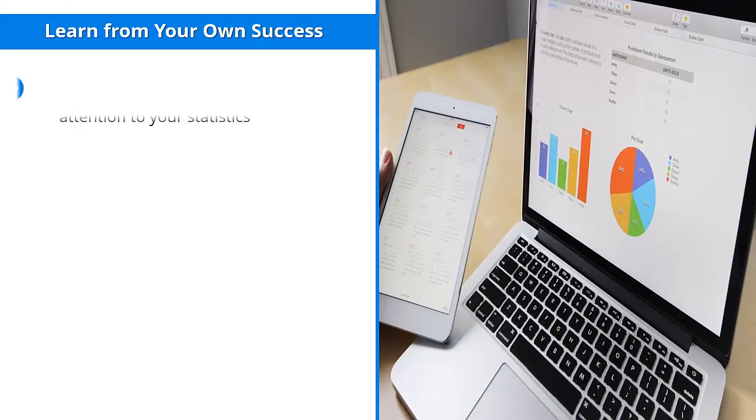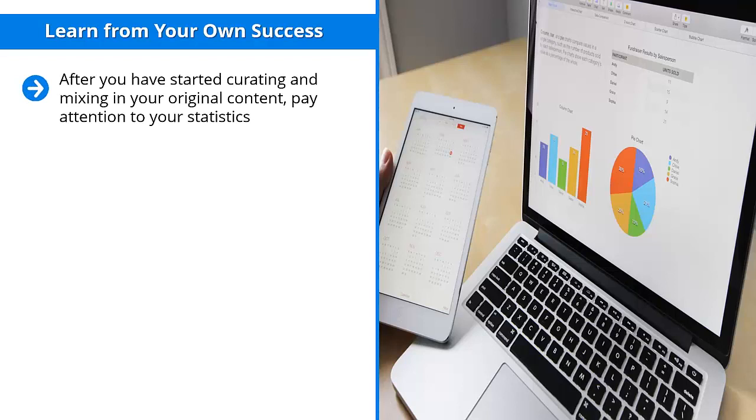Learn from your own success. After you have started curating and mixing in your original content, pay attention to your statistics. They should tell you which of your content gets the most love. If you notice that a handful of your curated third-party content gets a lot of retweets, shares on Facebook, or any other indication of social media engagement, pay close attention to those pieces of content. At some level or another, they struck a nerve. They caught your audience members' attention in a very positive way. Find these successful curated pieces of content and create original versions of them.